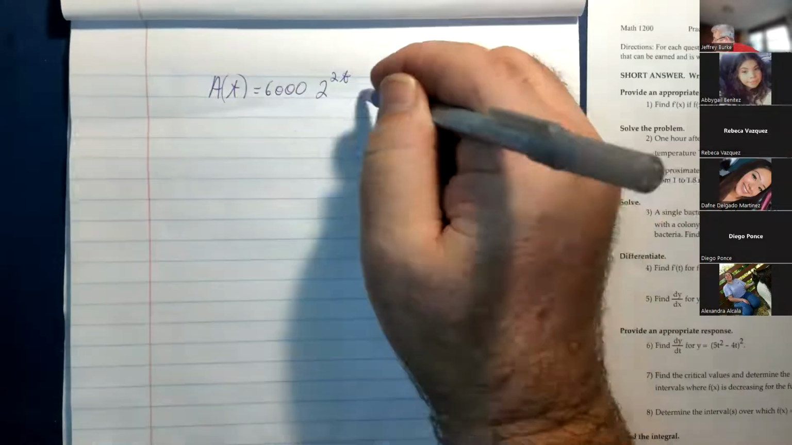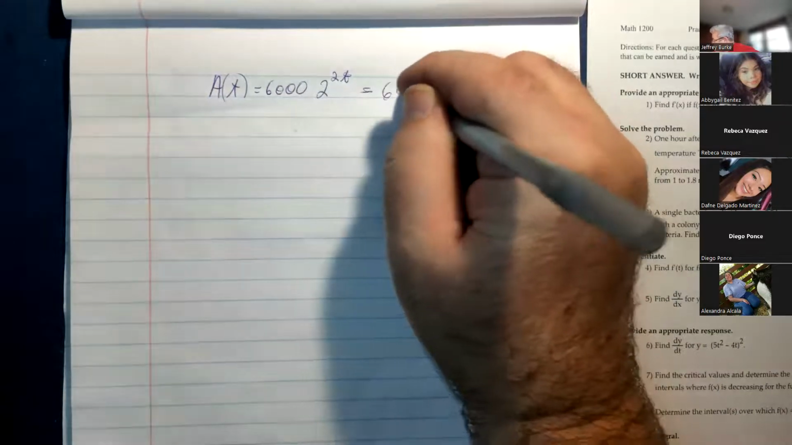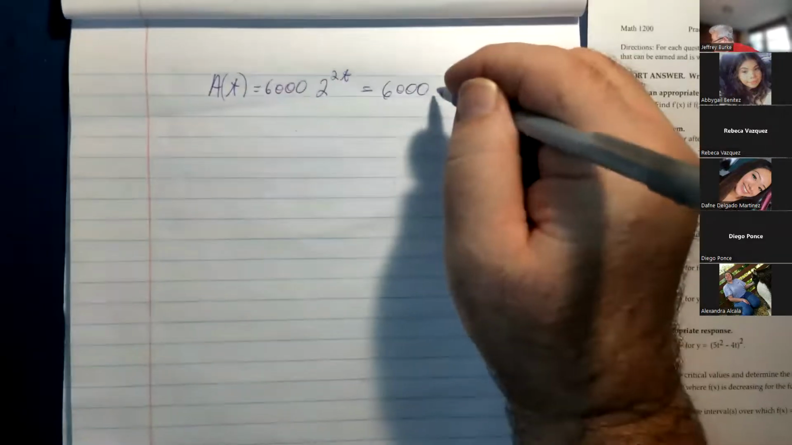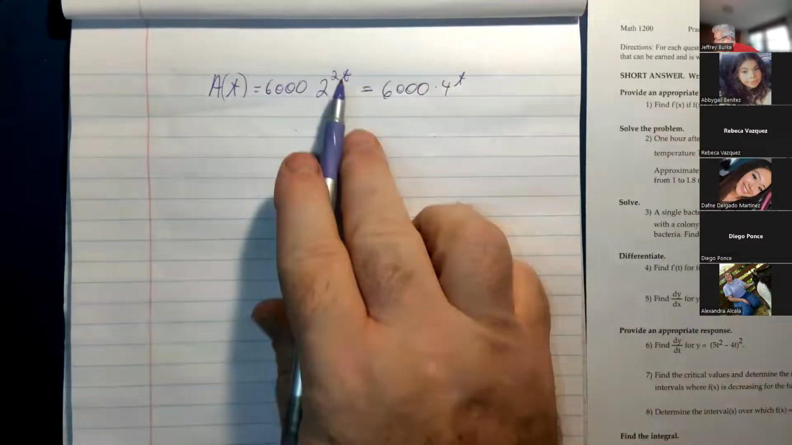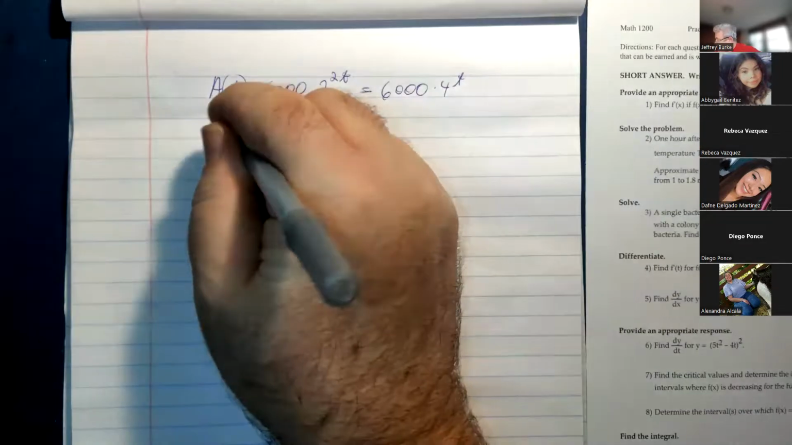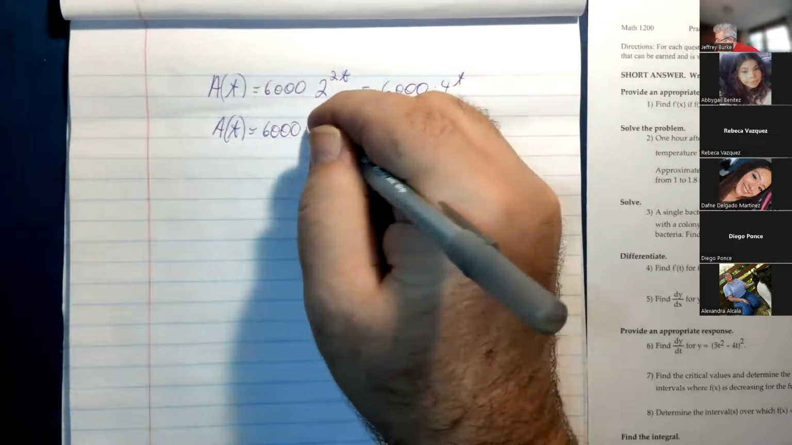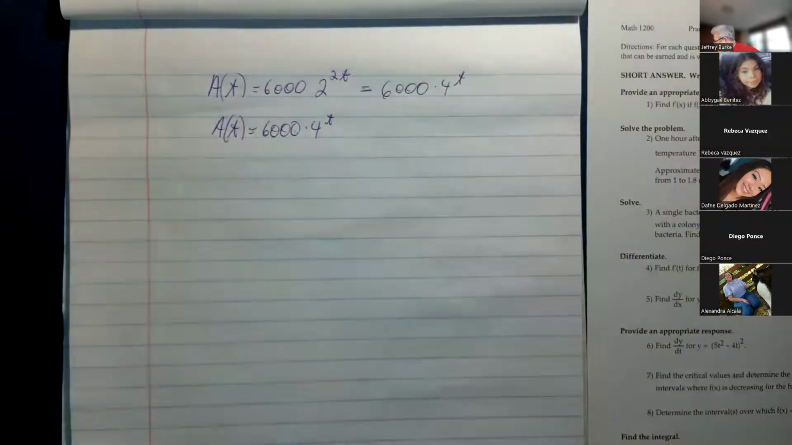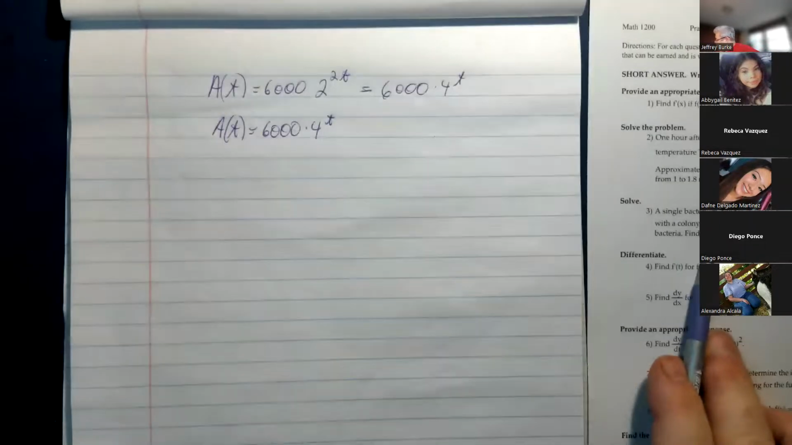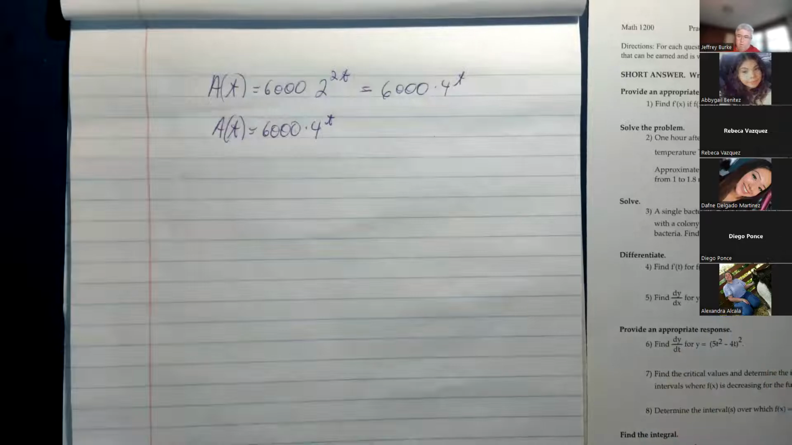Oh, I see. And then they go ahead and write this as 6,000 times 4 to the T, because they take 2 squared. So A of T is equal to 6,000 times 4 to the T. Okay. Find A prime of T and then A prime of 1.